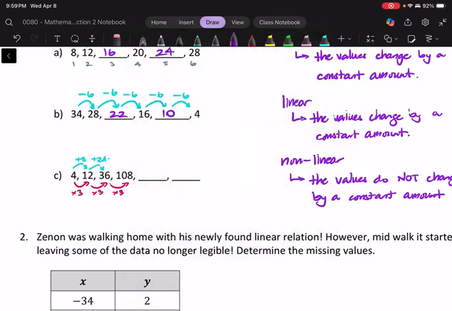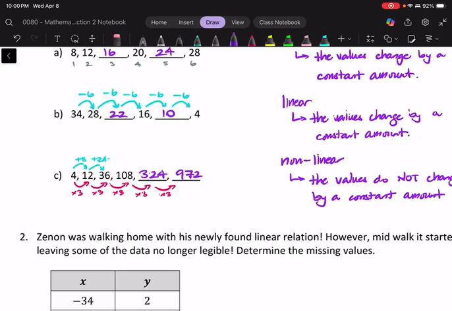I can fill in the rest of the numbers here. Again, just multiplying by 3 the whole way. 108 times 3, 100 times 3 is 300, and then 8 times 3 is 24. 24 times 3 is 72, and 300 times 3 is 900. So there's that all filled out.